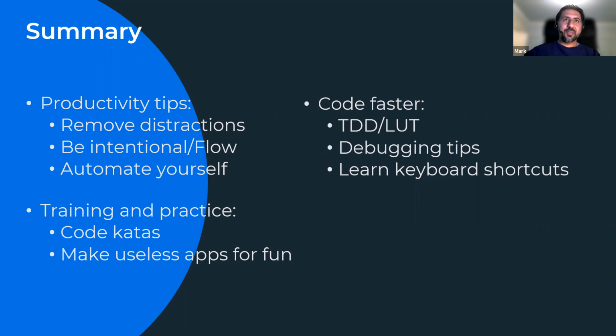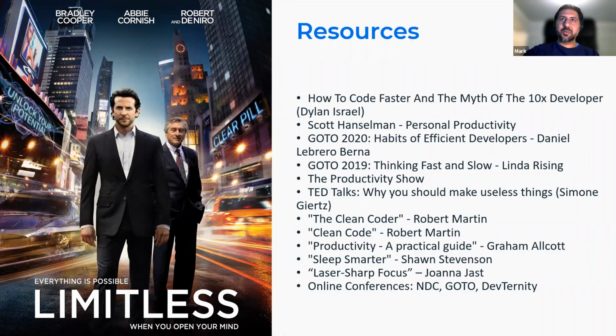Okay, so some resources that I used to prepare this talk. There are many different conferences and lectures on the topic. Here are some examples. There are GOTO talks about efficient developers. There's a talk about Thinking, Fast and Slow, which I was mentioning, that's using your subconscious mind. And there are a number of books out there by Robert Martin, and some health books and focus books. And you've got all those conferences, NDC, GOTO, and Devternity, etc.